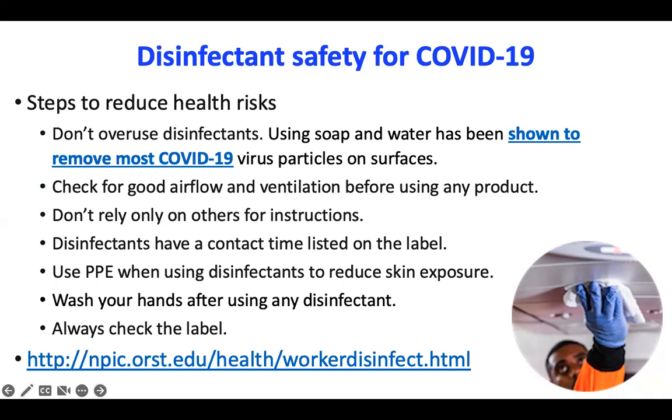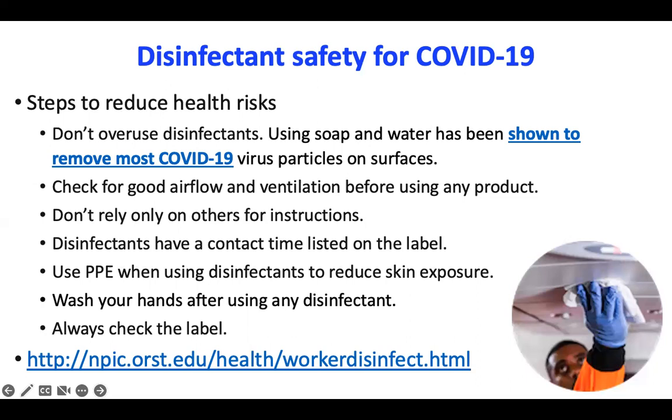You have the label right in front of there. This is the case, you can see, no boss, this is not right. You have to follow the labels. And also, like we mentioned, disinfectants have a contact time listed on the label. And also, always take precautions. If the label says you have to use proper PPE, wear goggles, wear gloves, and use a ventilation system, you have to use that. Use PPE when using disinfectants so that you can reduce the skin exposure.